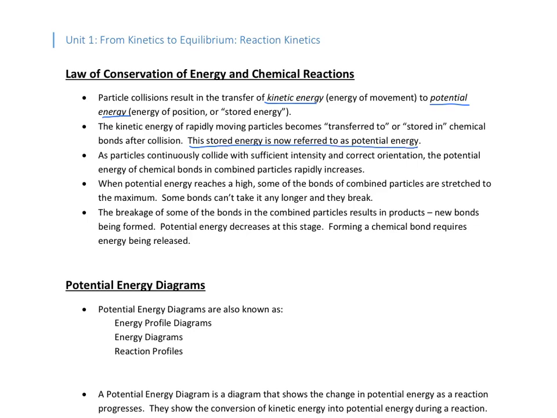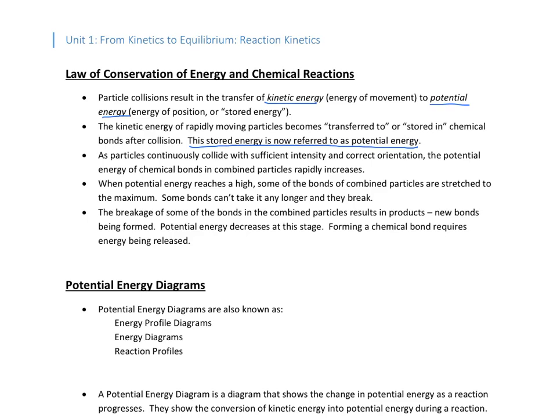Think of two cars driving on the highway towards one another. As they are driving towards one another, they possess kinetic energy because they are moving. In a head-on collision, that kinetic energy is transferred to potential energy as the two cars are now stopped.